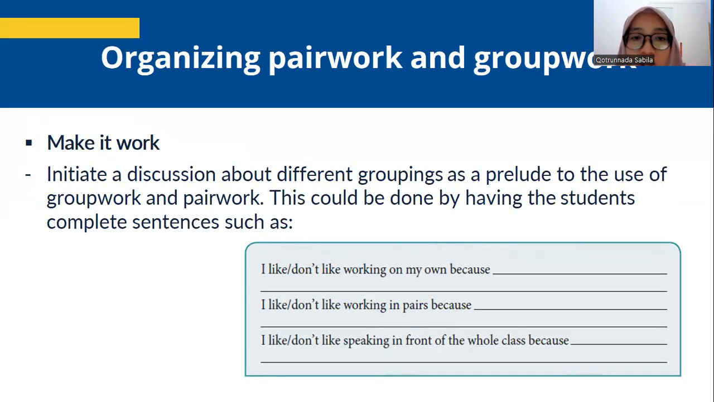And then we move on to organizing pair work and group work. One way to discuss pair work and group work is to do a group activity with the students, and then when it is over, ask them to write and say how they feel about it. Alternatively, we can initiate a discussion about different groupings as a prelude to the use of group work and pair work. This could be done by having the students complete sentences such as in the picture of the slide.